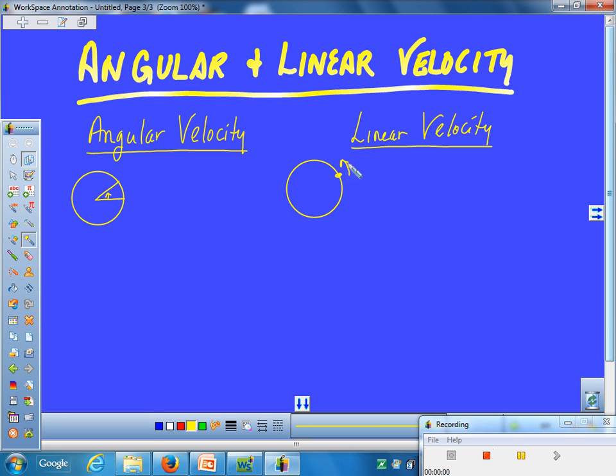Well, actually, linear is how fast we're moving because we're on the edge of Earth. We're not at the center of Earth. Angular is how fast the Earth is spinning, how fast the Earth is spinning at its center, yes, that would be angular.